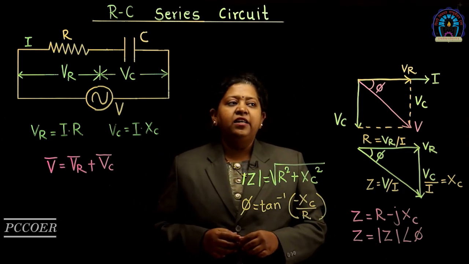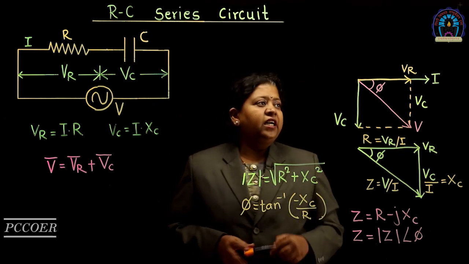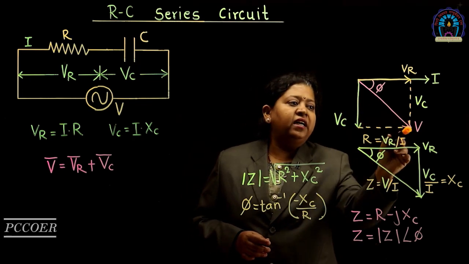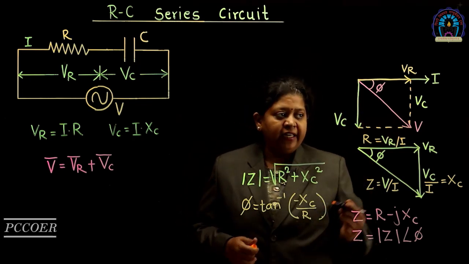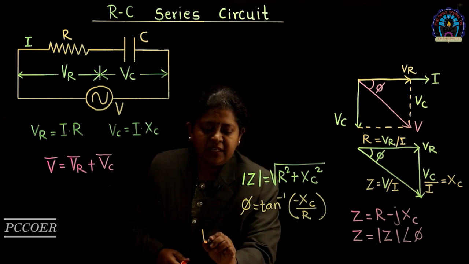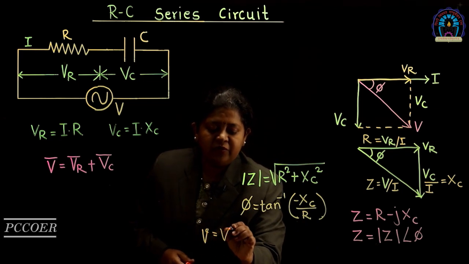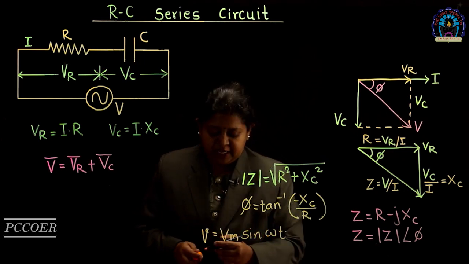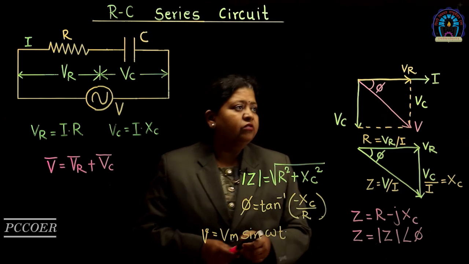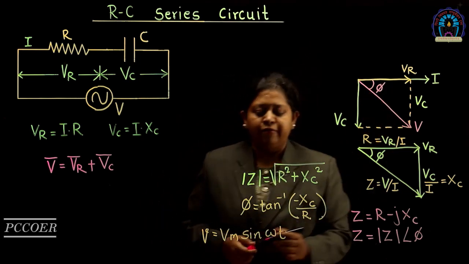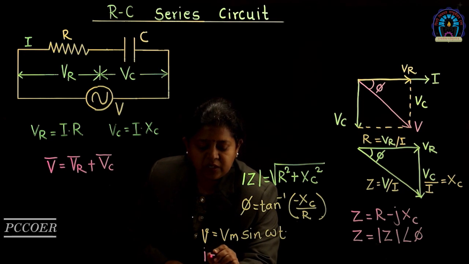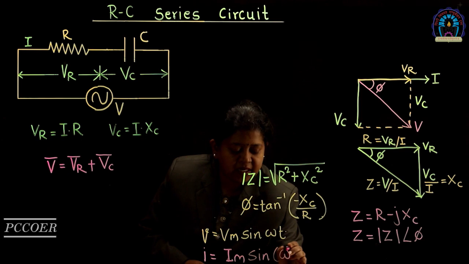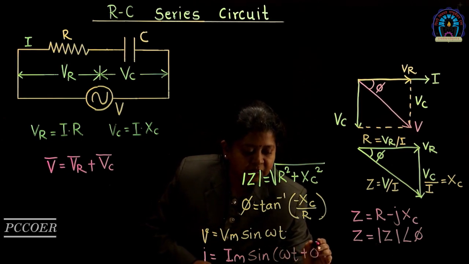Here in this phasor diagram, we can observe that the current is leading the voltage by an angle phi. If we consider that voltage is reference and we write the equation of V as V is equal to Vm sin omega t, we can write the equation of I, which is leading this voltage by an angle phi, as I is equal to Im sin omega t plus phi.